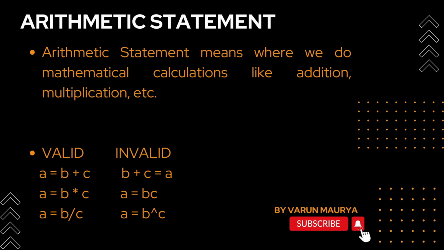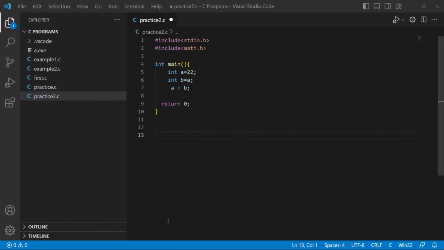After that here we have a equals b by c. On the right side we have a equals b power c, which is an invalid statement. Next we have our modular operator, which is also known as modulo, which is denoted by this percent sign. Let's take an example for this.